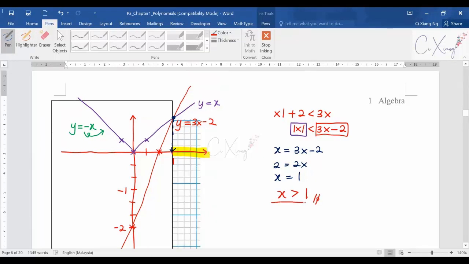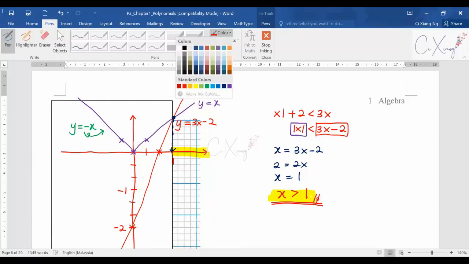For x smaller than 1, the answer is not true. For x greater than 1, the answer is correct. Therefore, your final answer is x greater than 1. So this is by using the graph method.